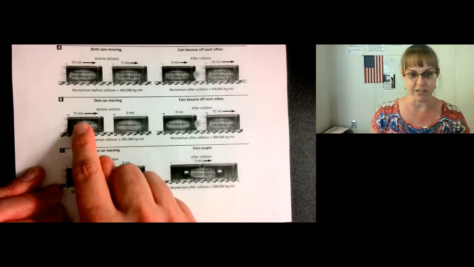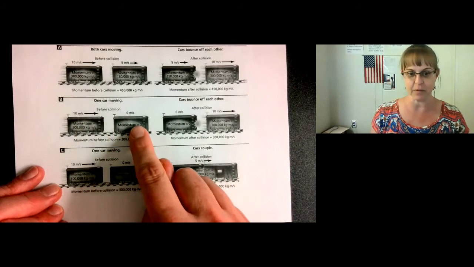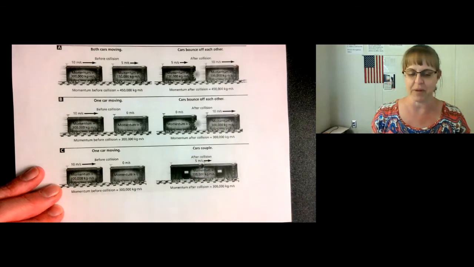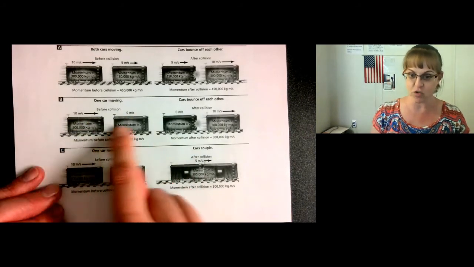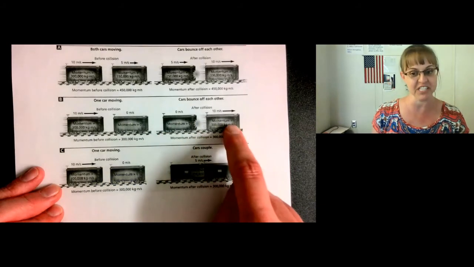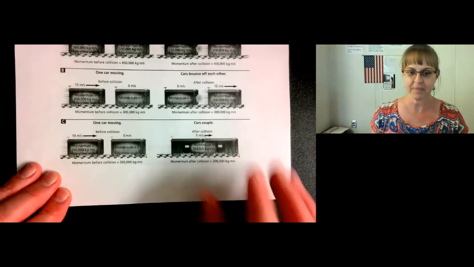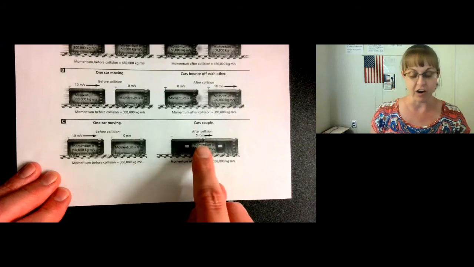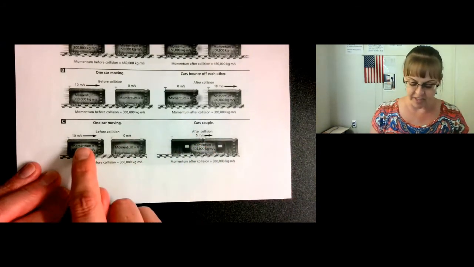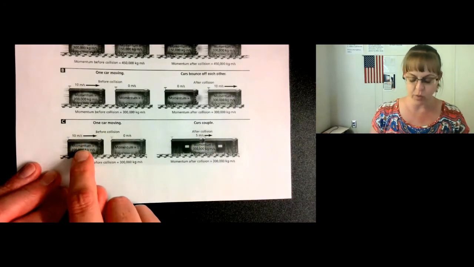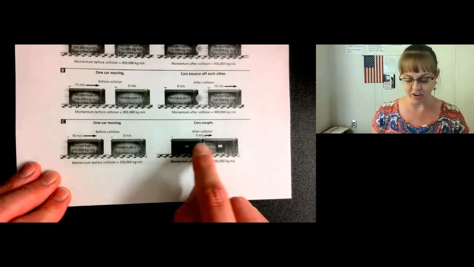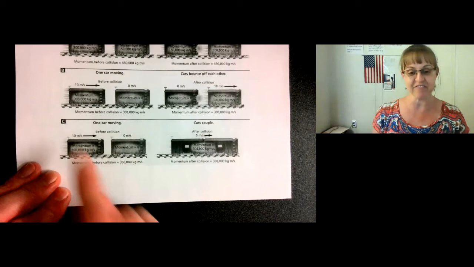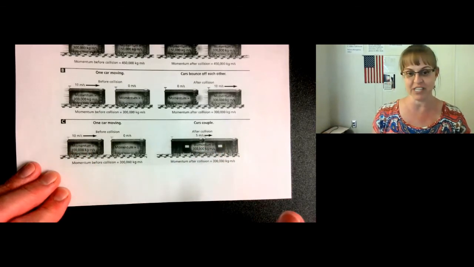Here, only one car is moving. This car is sitting still. These are train cars, by the way. So this one knocks into this one and transfers its momentum to the second car. What if the cars stick together? Well, if they weigh equal amounts and one car is going 10 meters per second and one is not moving, once they connect together they will go half the speed of 5 meters per second.